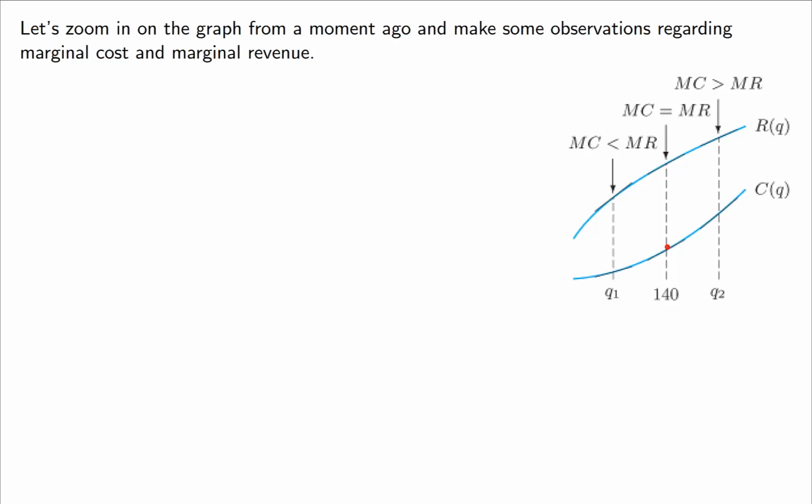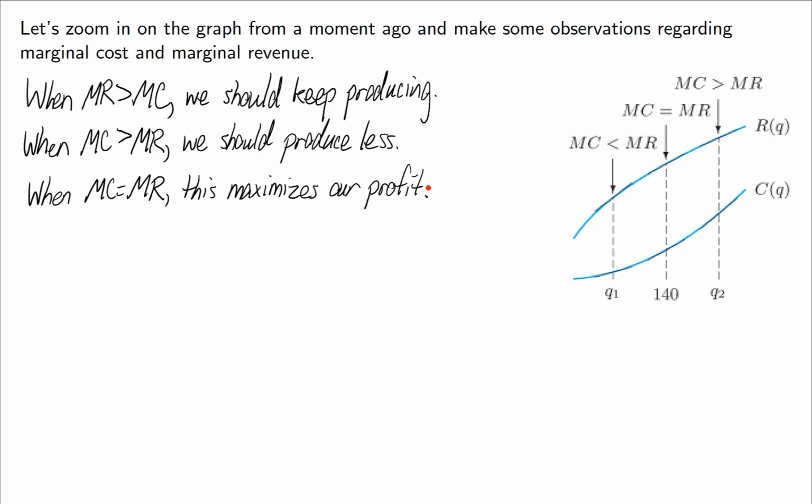Let's mark down some of this. When marginal revenue is greater than marginal cost, we should keep producing, which is what we were looking at right here. When marginal cost is greater than marginal revenue, we should produce less, which is what's going on right here. And when marginal cost is equal to marginal revenue, this maximizes our profit. So this is what we're going to be looking for, just like right here. Notice that the revenue and the cost appear to be as far apart as possible when these two slopes are equal.